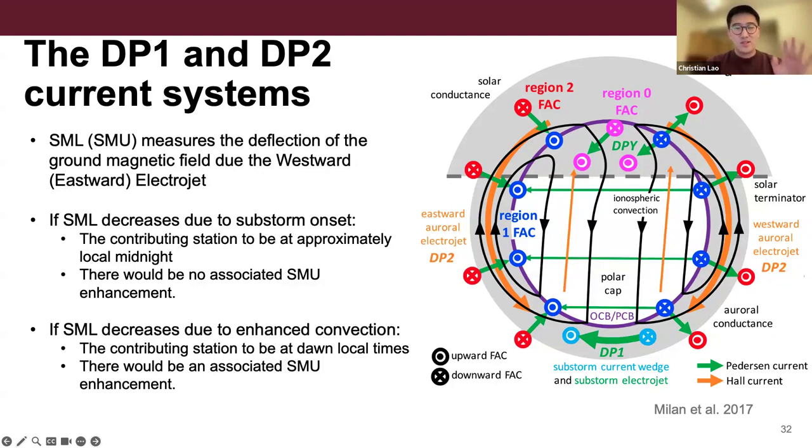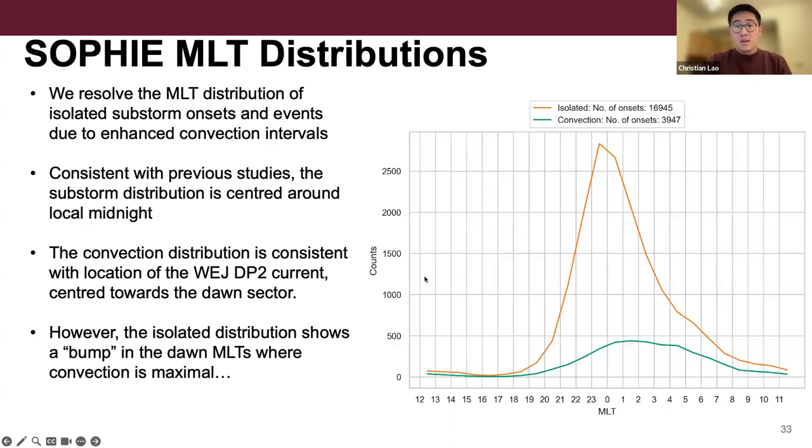Again, I want to reiterate, SOFI distinguishes between substorms and convection, leveraging the physics of this by filtering out times when the increase of SMU is correlated with the decrease of SML. So using that information, we resolved MLT distributions from events identified by SOFI. On the right here is just an MLT distribution with midnight at 0 in the center. Specifically, we resolved MLT distributions of isolated substorm onsets, so that is a substorm that goes growth, expansion, recovery, and events due to enhanced convection intervals. So these are just the flagged events.